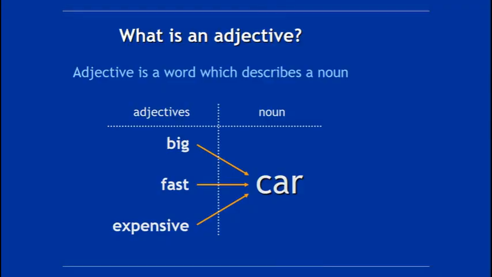Today's lesson is about comparison of adjectives, or how to compare. But first, what is an adjective? We have studied before what an adjective is. I told you that an adjective is a word which describes a noun. Here, car is a noun, and we can say big car, fast car, expensive car. So big is an adjective because it describes the car, and fast is an adjective because it describes the car. Expensive is an adjective. So guys, an adjective is a word which describes a noun, and we have size adjectives, manner adjectives, and so on.